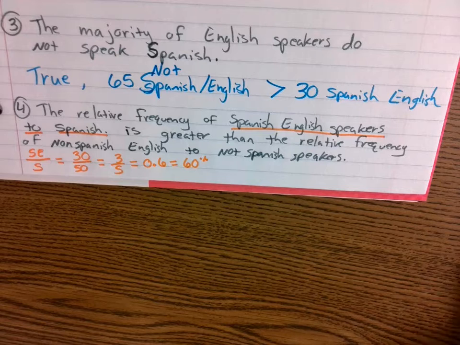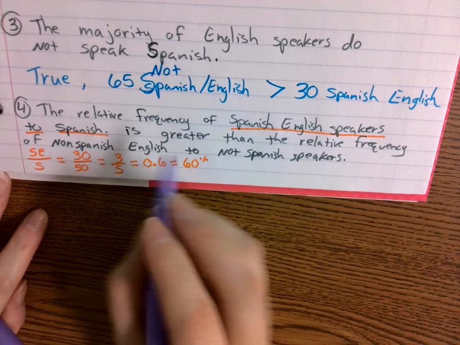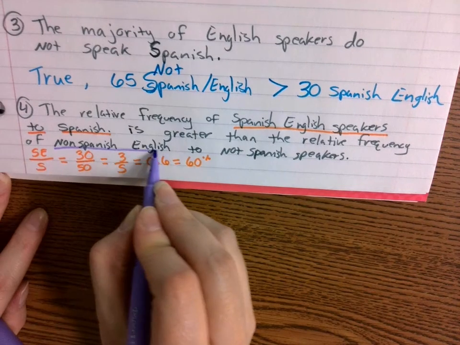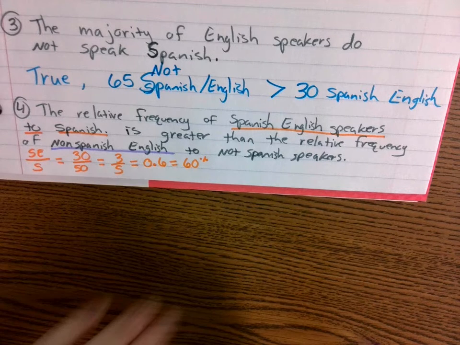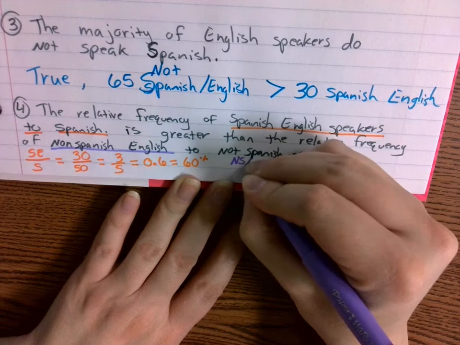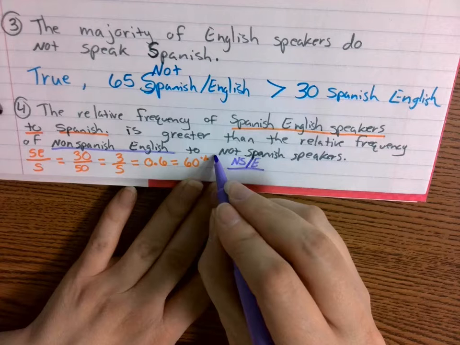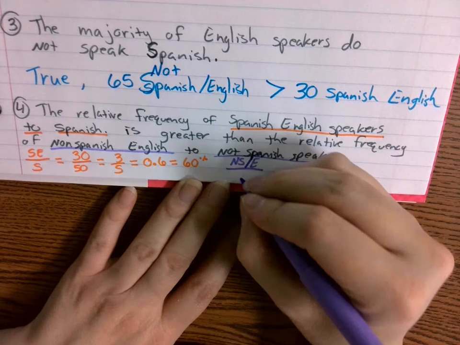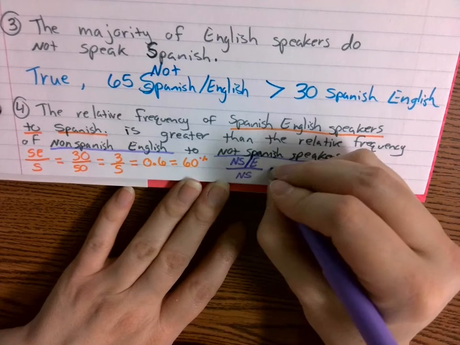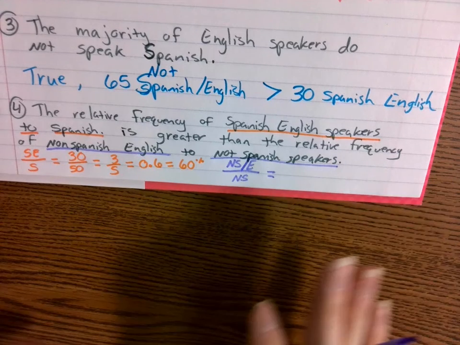Okay, now let's focus on the next relative frequency. The next relative frequency is my non-Spanish English speakers, so I'm going to put NS, not Spanish, and then slash, they do speak English though, and we're going to compare it to all of my non-Spanish speakers. So how many students in the chart identified that they were not a Spanish speaker, but they were an English speaker?